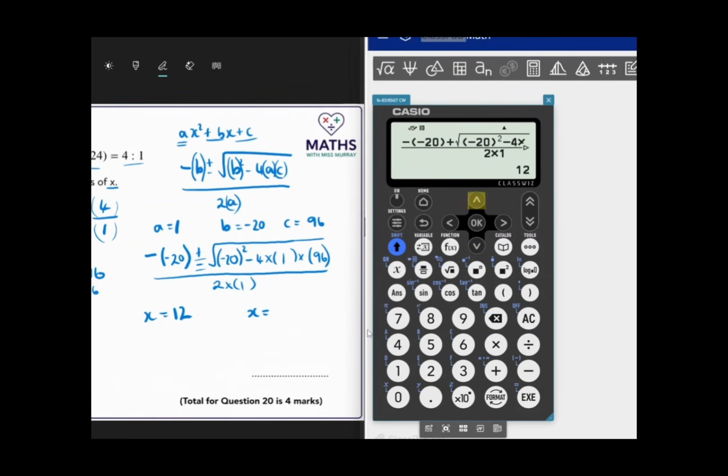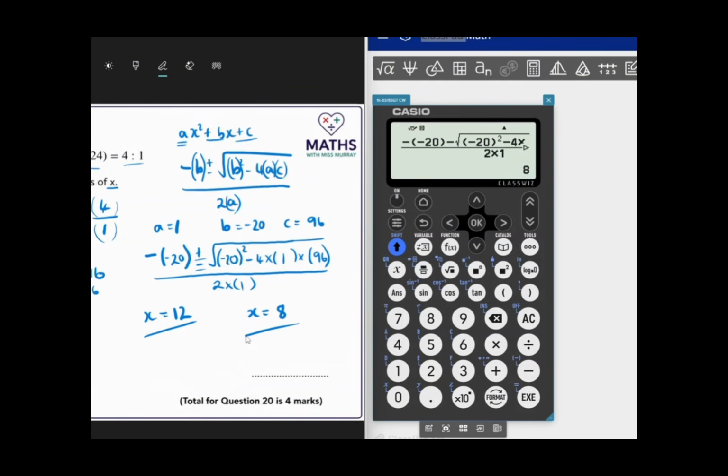And then if I go back, I don't have to type this all in again. I'm just going to go back in my formula here and change this to a negative. And that is 8. I must have done it wrong when I practiced it earlier because I got a decimal answer. So this could have been factorised. You could have done it by factorising. However, they're large numbers, so I would recommend using the quadratic formula here. So they're your 2 answers, x equals 12 and x equals 8.